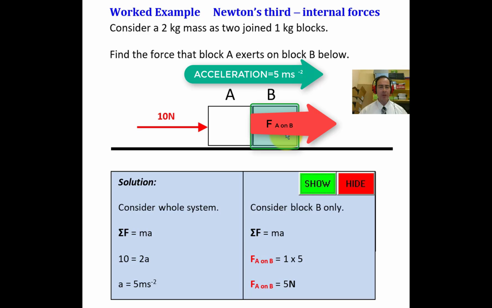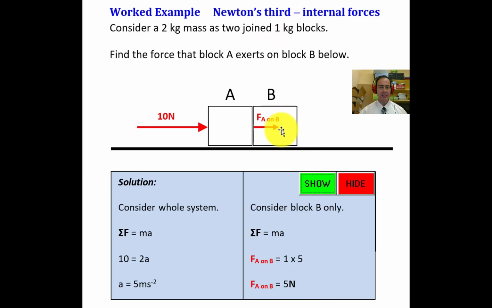And by considering block B as a single 1 kilogram mass subjected to a pushing force from block A, we now apply F equals ma to only the second block. Since the mass is 1 kilogram and the acceleration is already known as 5 meters per second squared, this implies that the net force must be 5 newtons, provided by block A alone.